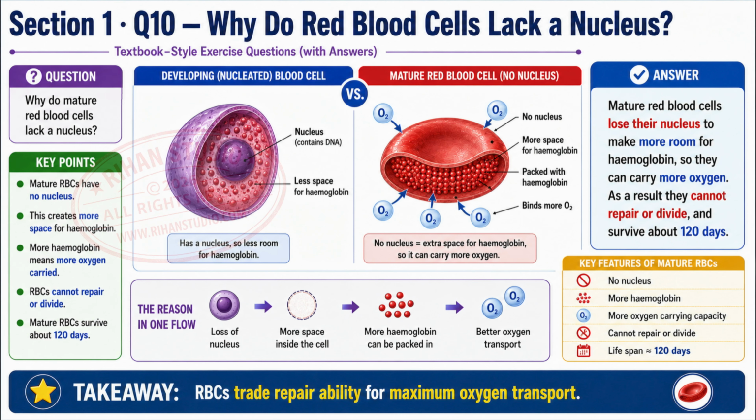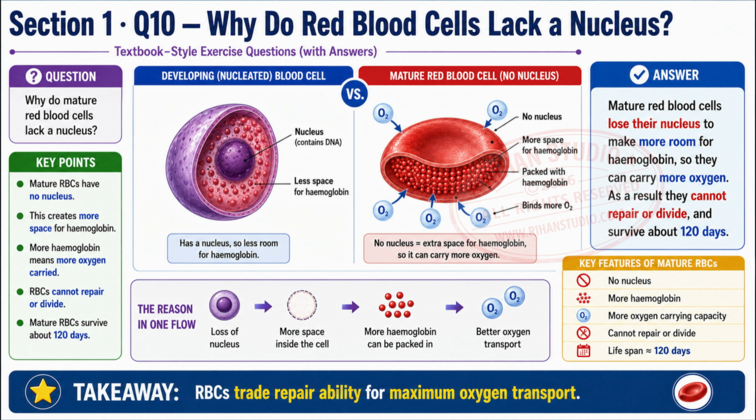Question 10. Why do red blood cells, RBCs, lack a nucleus? Mature RBCs lose their nucleus to make more room for hemoglobin, so they can carry more oxygen. As a result, they cannot repair or divide and survive about 120 days.